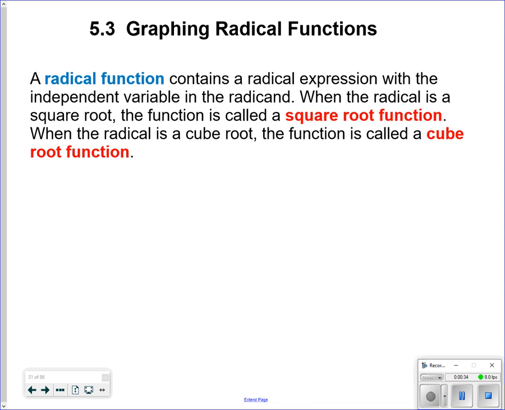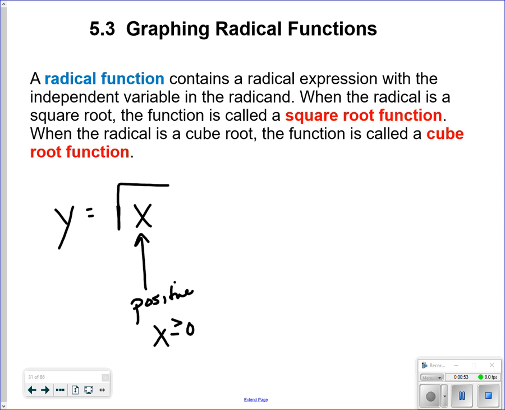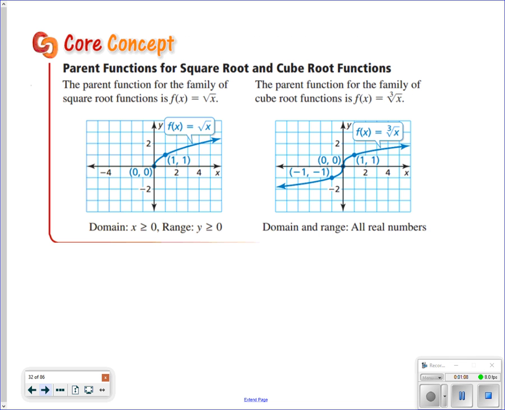And the biggest thing we have to worry about is the domain. When you have a square root, now you have a domain issue because you need that to be a positive value. So now your x values have to be greater than or equal to 0 in a square root function. But when you do a cube root function, basically any number will work. So the domain is all real numbers. For a cube root function, that's the case, whereas for a square root function, you've got to be concerned about the domain. So the next slide helps you out with that.